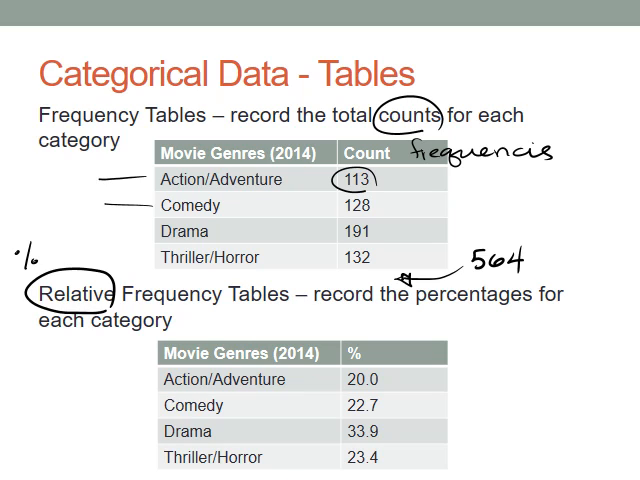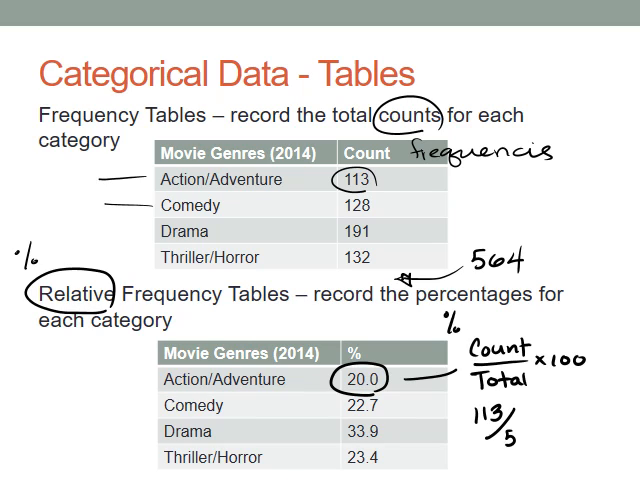Again, we have our categories listed, but now instead of the count, we have the percent. And we know that percents are calculated by taking the count, dividing by the total, and multiplying by 100. That's how we're going to get our percent. In this case, it was 113 divided by the total of 564 and multiplied by 100. So now I know that 20% of all movies were action and adventure.